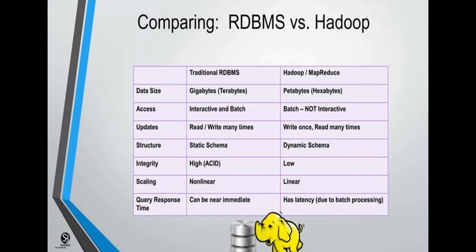Structured data with a static schema is used in the traditional database, and in Hadoop it is a dynamic schema. Concerning integrity, RDBMS has high-level ACID properties: atomicity, consistency, isolation, and durability. ACID properties are said to be low in the Hadoop architecture. Scaling is non-linear in RDBMS, but scaling in Hadoop is linear. Query response time can be near immediate in RDBMS, but Hadoop has some latency due to batch processing. So these are the differences between RDBMS and Hadoop.